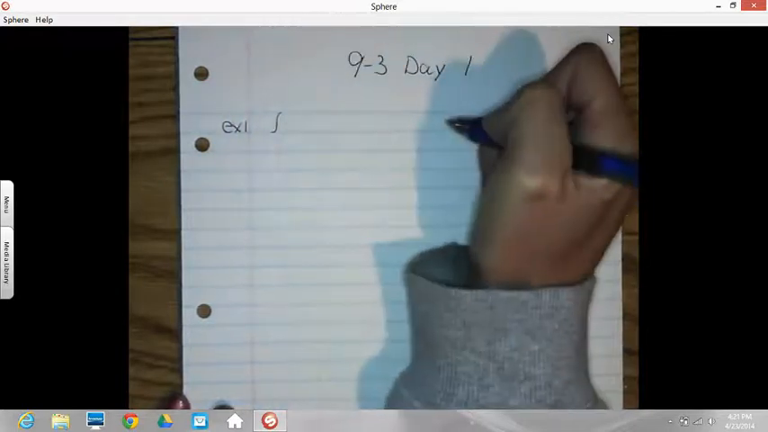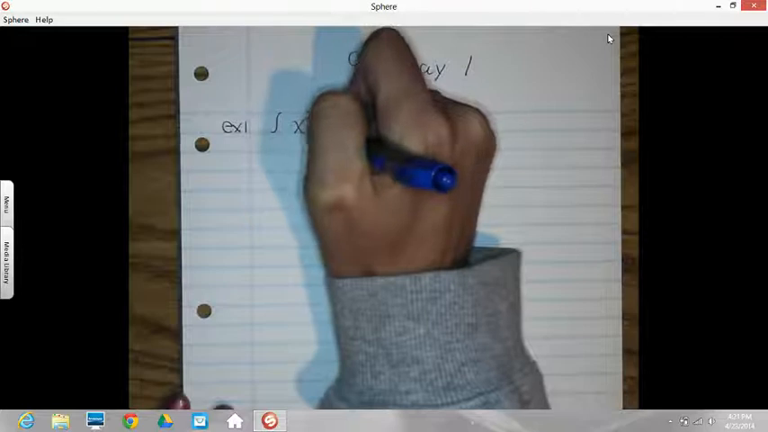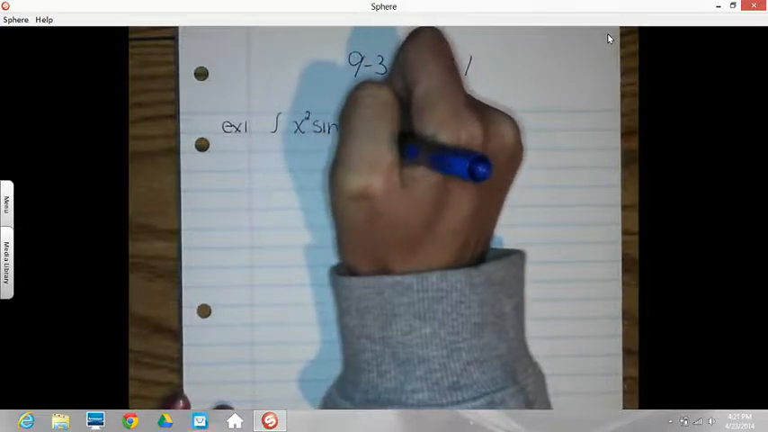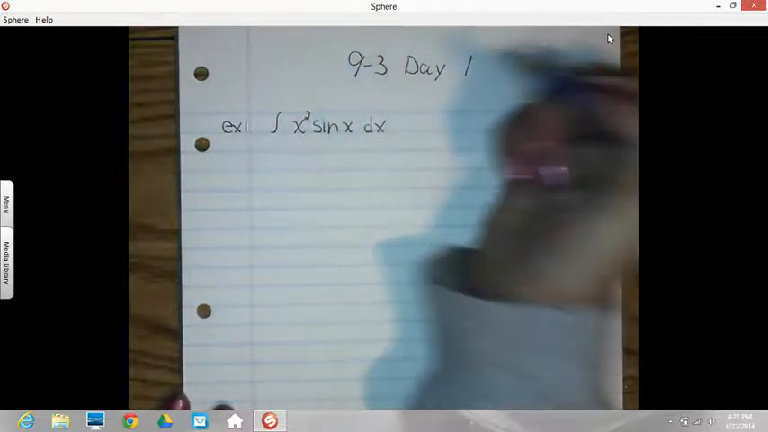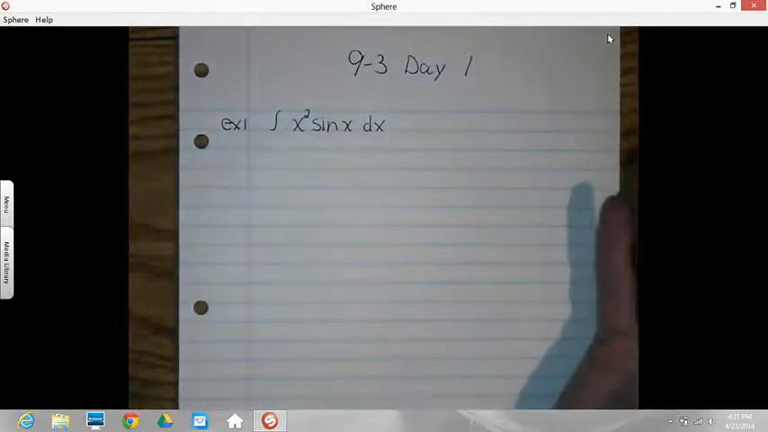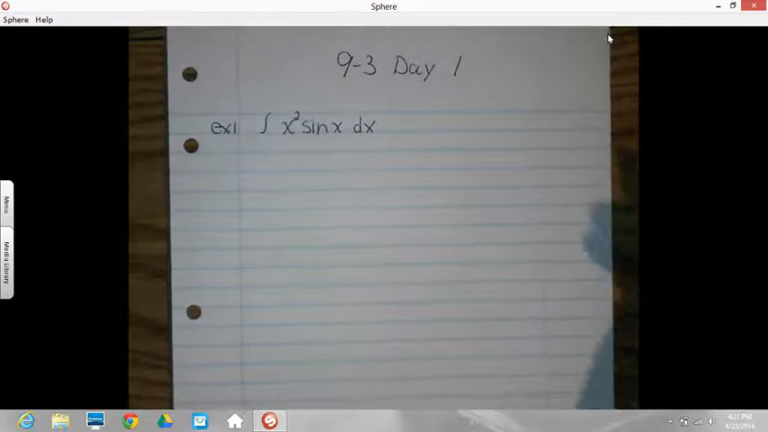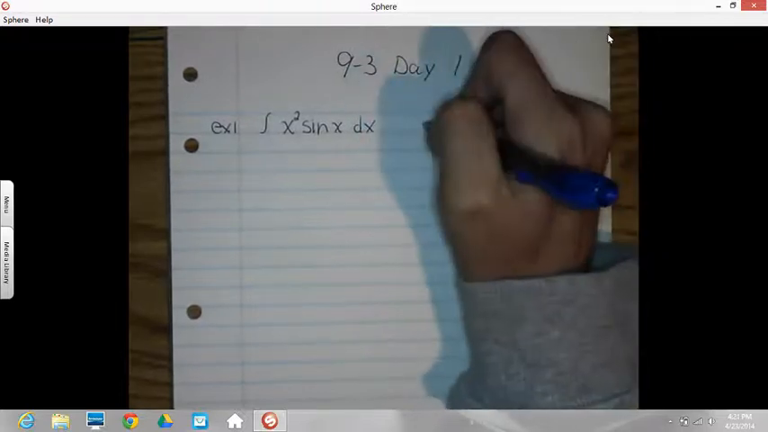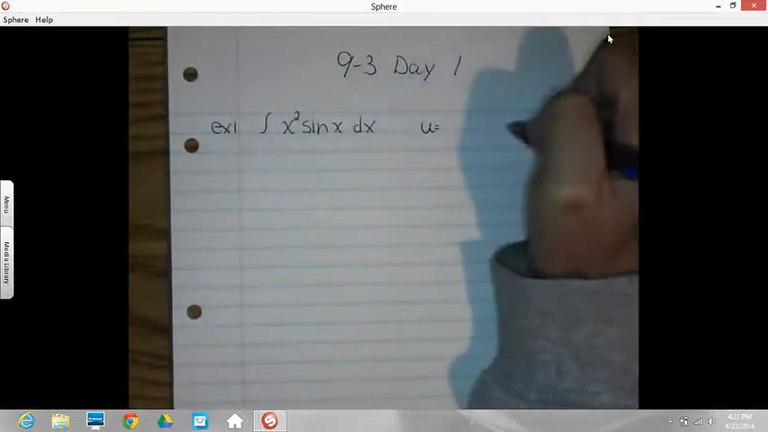Let's say we had the integral of x squared times sine of x dx. Okay, so we have an x times an x. I can't integrate that unless I do it by parts. And so we define our u and our dv.